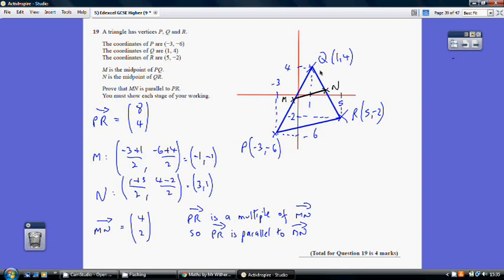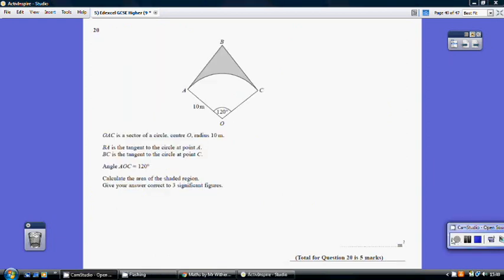Same for N. N is halfway between Q and S, so we average 1 and 5, and we average 4 and -2, giving us N's coordinate of (3, 1). So going from M to N, we're going from the x coordinates going from -1 to 3, which is +4.